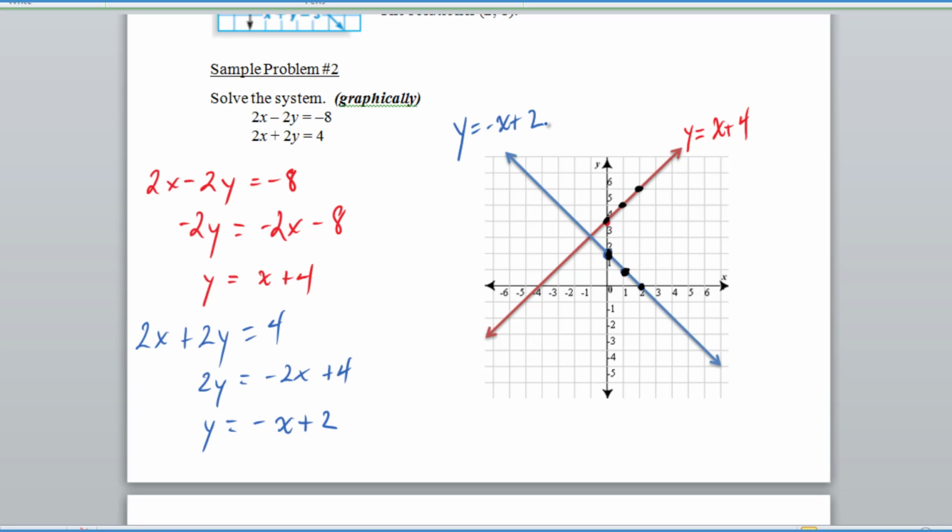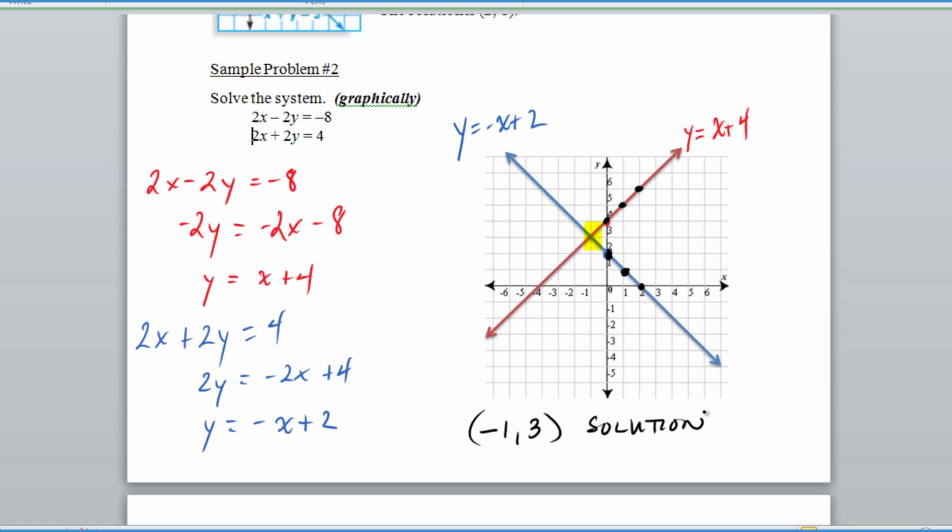Okay, and so what we're looking for here is we have both of these lines graphed on the same coordinate plane, and we're looking for that point of intersection where they're going to cross. And so we can see here, if we go back 1 and up 3, that that's their point of intersection. And so in this particular case, -1, 3 would be the solution to the system of equations.